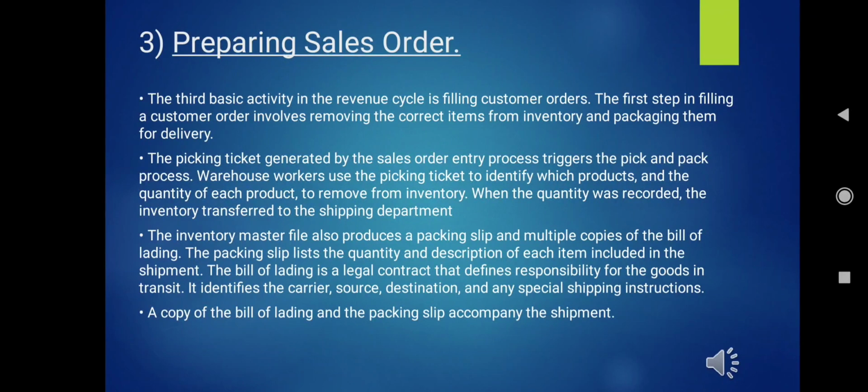The inventory master file also produces a packing slip and multiple copies of the bill of lading. The packing slip lists the quantity and description of each item included in the shipment. The bill of lading is a legal contract that defines responsibility for the goods in transit. It identifies the carrier, source, destination, and any special shipping instructions. A copy of the bill of lading and the packing slip accompany the shipment.